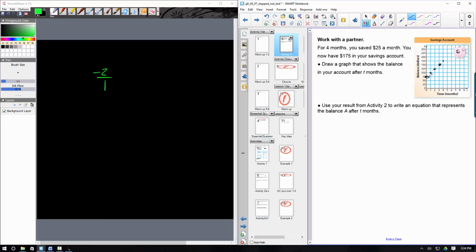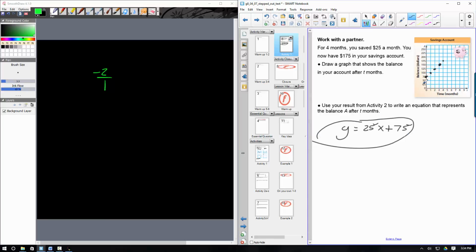That's just a linear equation. So that's my equation here. It'd be y equals 25x plus my starting point, which was 75. That's my whole equation. And the way that I got to it is I just backtracked.